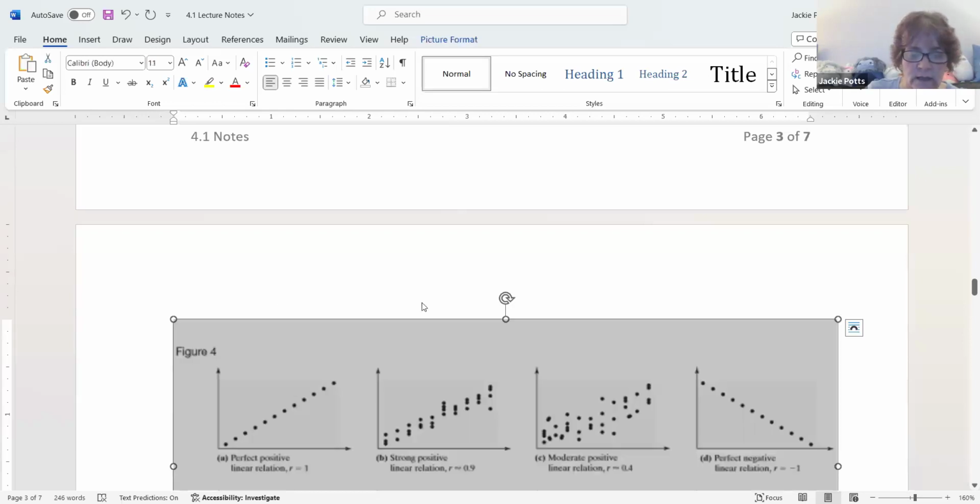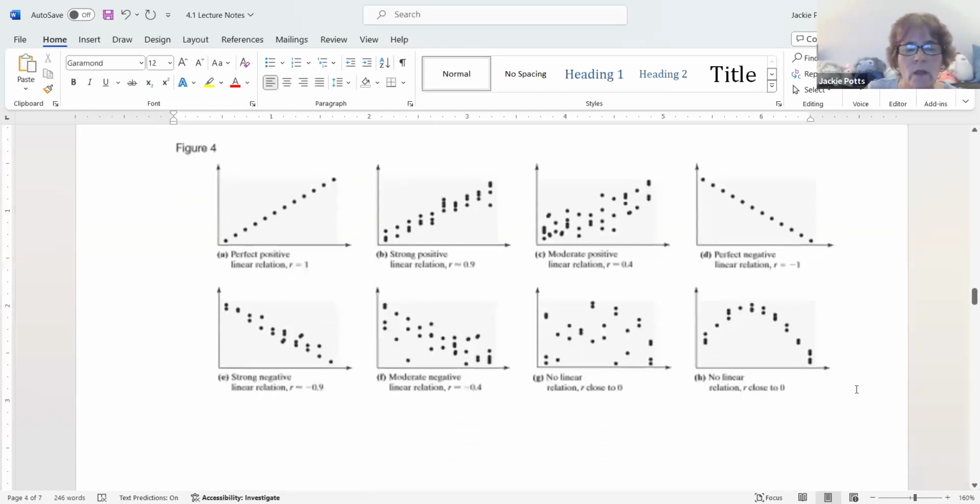So let's look at some of these. This says, see how that is? I mean, it's just a perfect line. That's a positive R of 1. D, that's a negative 1. But let's look at this. See how tight this scatter plot is? And it's going up, as the x increases, the y increases. That's a positive, and they're calling it a 0.9.